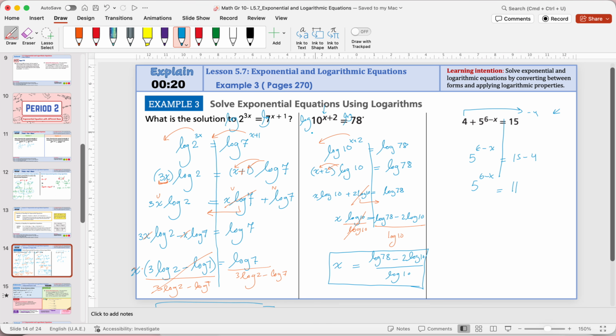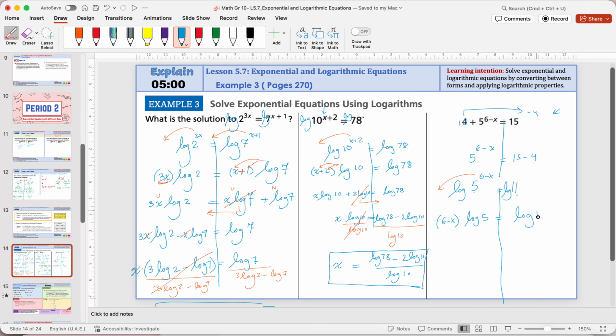Now you can work normally as in the previous questions. It's not the same base, so what do we do? Just take log of both sides. You would have been very lucky if this was 10, you would end up with 5 on both sides and just cross the 5. Anyways, now just work with log on both sides. Here you have a power, pull the power out. It's going to be 6 minus x times log 5 equals log 11.